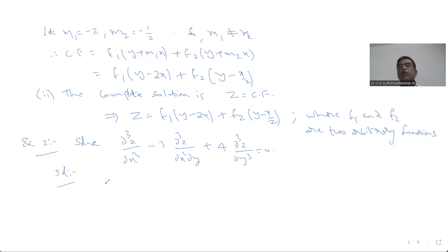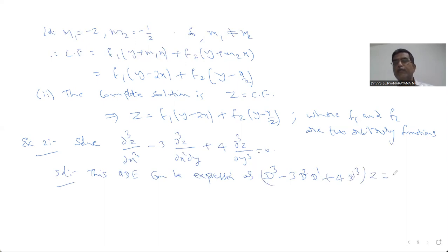Okay. So as per our standard notation, this PDE can be expressed in the standard notation, that is ∂/∂x with D and ∂/∂y with D'. If we denote that, then the PDE can be expressed as, in the first term we will get D cube z, in the second term we will get minus 3 into D square D' of z, in the third term we will get 4 into D' cube of z equal to 0.